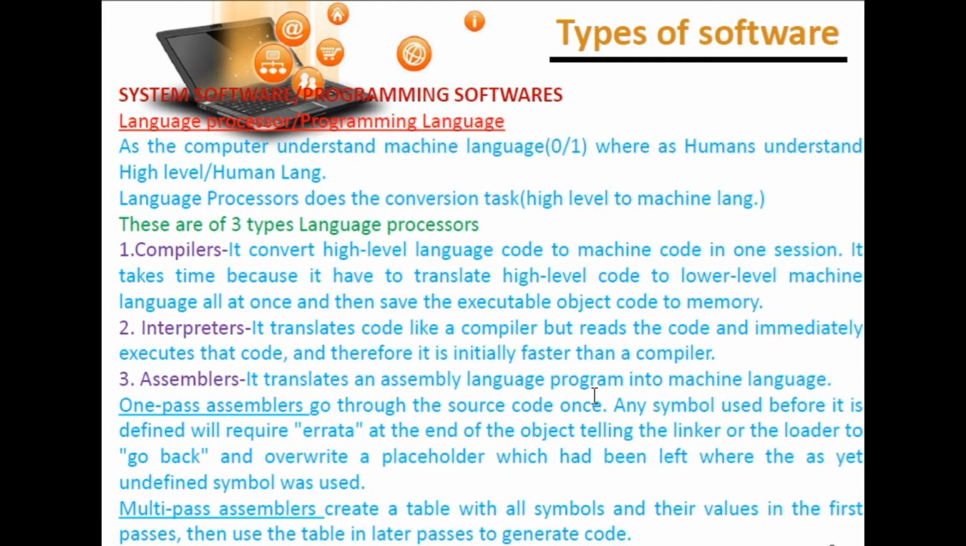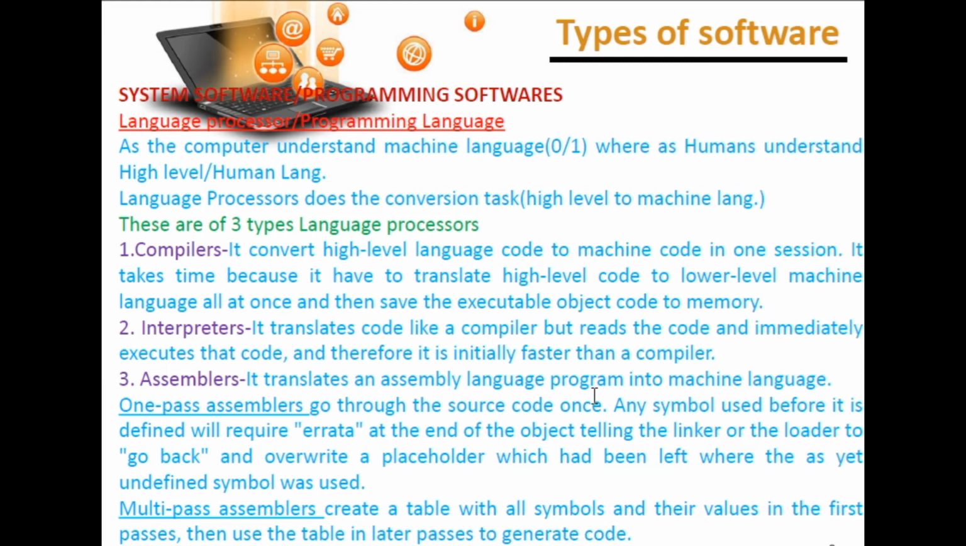Whenever the compiler compiles, that is, converts high level to low level, it will definitely take time. It converts the whole code or whole program file at once, whether it is lower-level code or high-level code, and after that it creates an executable object code in memory.